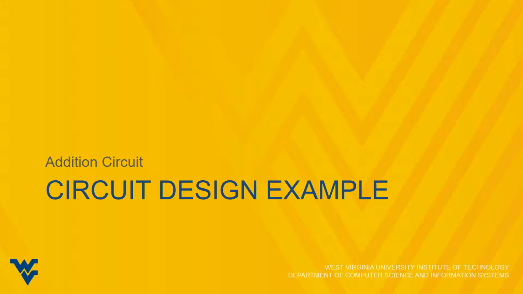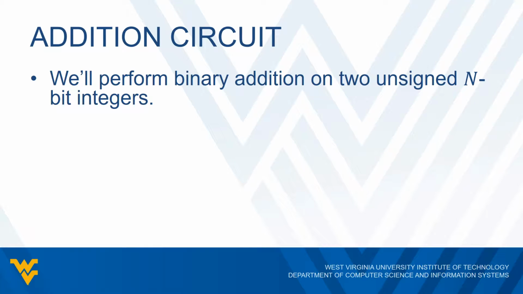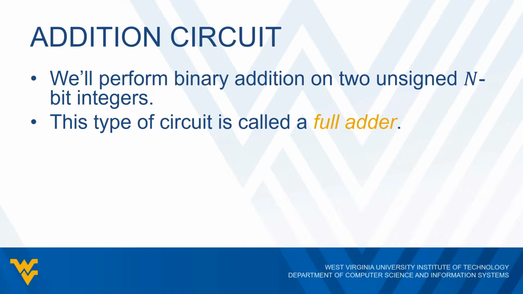We'll now take a look at an example of designing a circuit. In particular, we're going to look at how we would add numbers using a circuit. What we're going to do here is perform binary addition on two unsigned n-bit integers. There could be some other variations, but we're going to try to make this as simple as possible. And this particular type of circuit has a name. It's called a full adder.